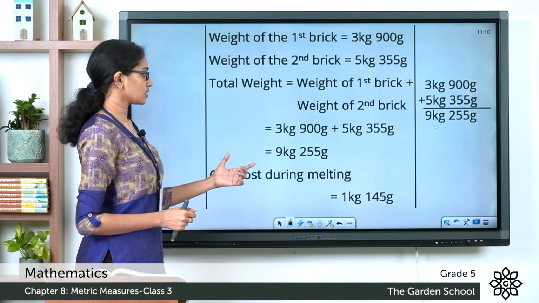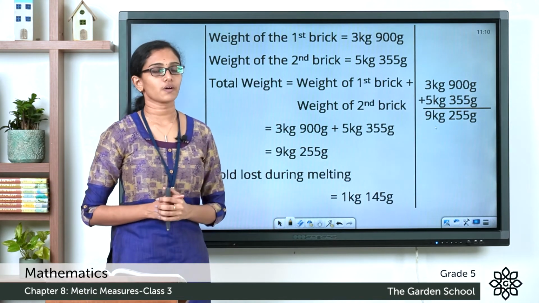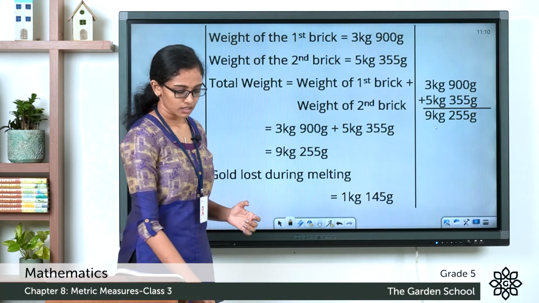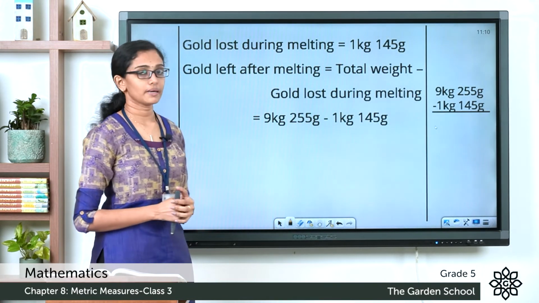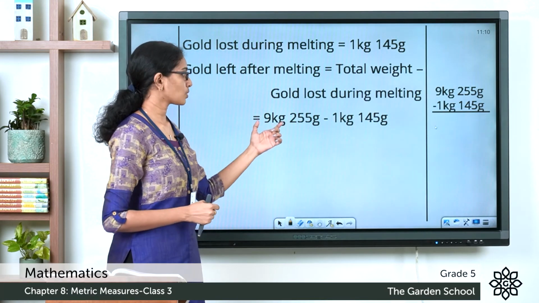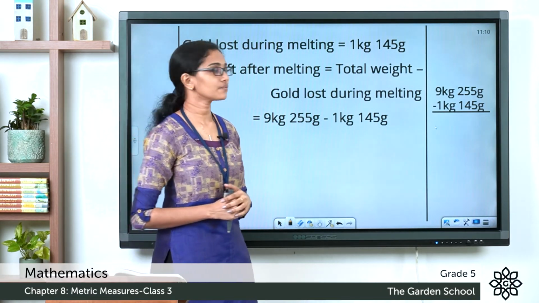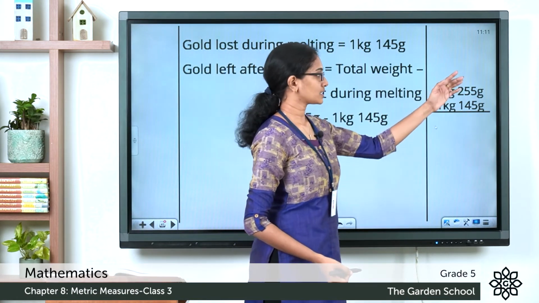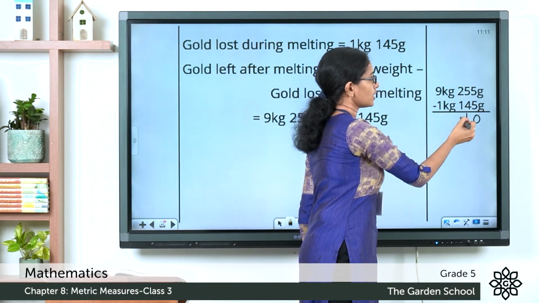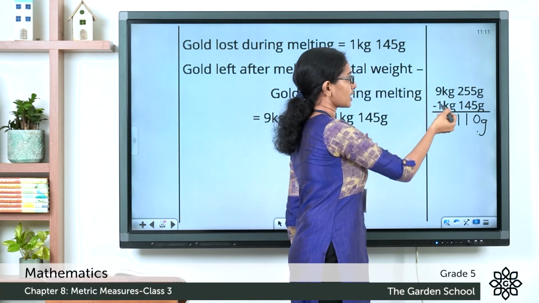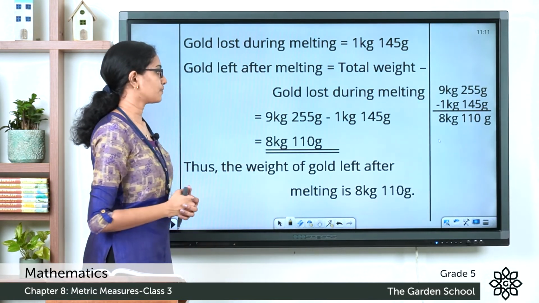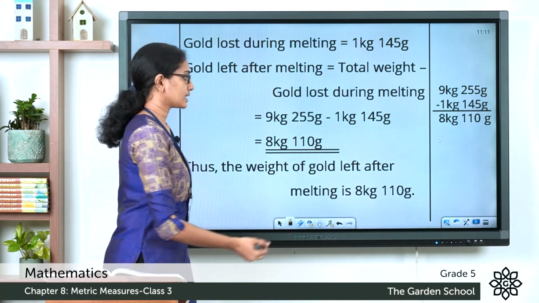This is the combined weight of the two gold bricks after melting. And it said gold lost during melting is equal to 1 kilogram 145 gram. Now let's see how much weight of gold is left after this loss. The gold left after melting is equal to total weight minus gold lost during melting. That is 9 kilogram 255 gram minus 1 kilogram 145 gram. Let's see the subtraction. Subtracting the grams column first. 5 minus 5, you have 0. 5 minus 4, 1. 2 minus 1, 1. So you have 110 gram here. Then 9 minus 1, you have 8. So the gold left after melting is equal to 8 kilogram 110 gram.